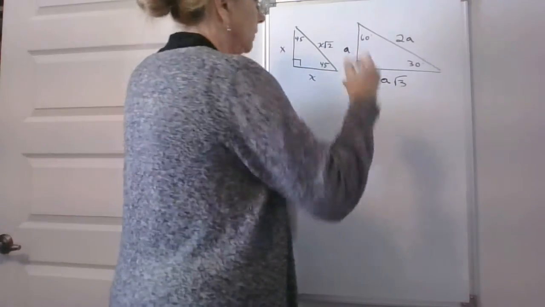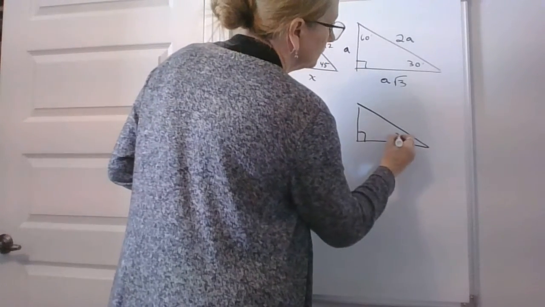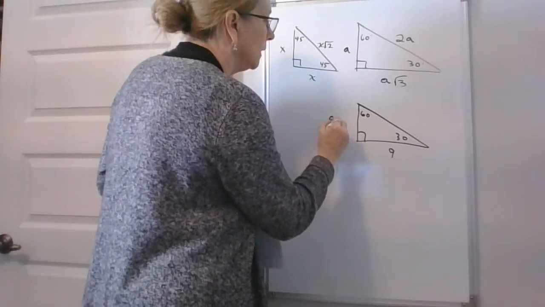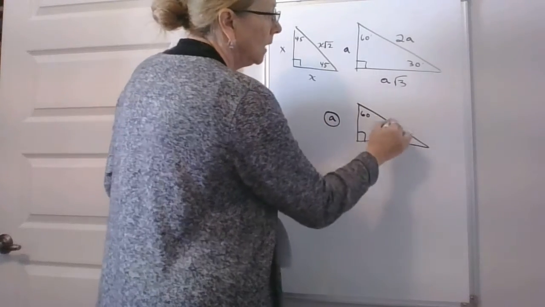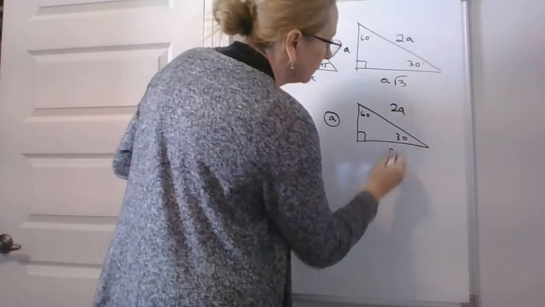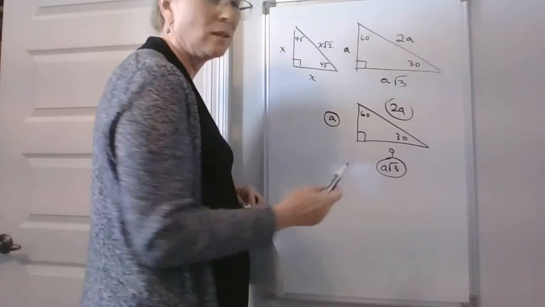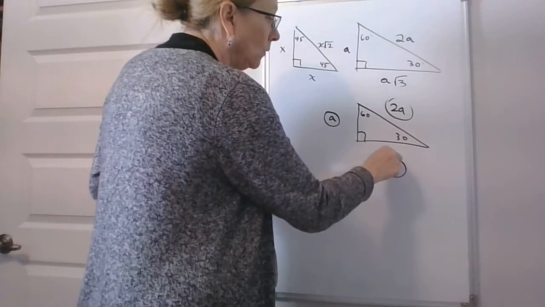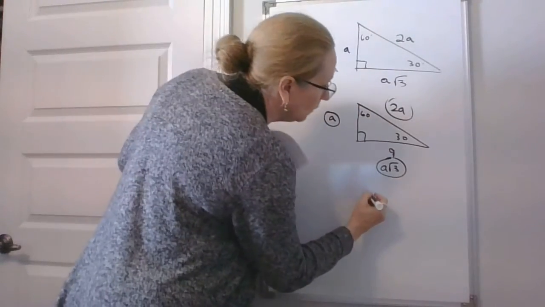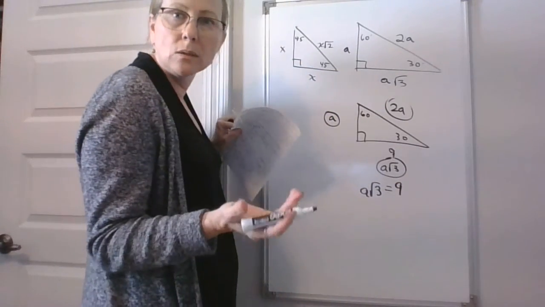So what if you get something like this? It's a 30, 60, 90. You put your formulas, A, shortest side, longest side, hypotenuse 2A, and your long leg, A root 3, on this side. Like what? 9 is equal to A root 3? That doesn't make any sense. Well, it does, because A root 3 equal to 9, we can solve that.